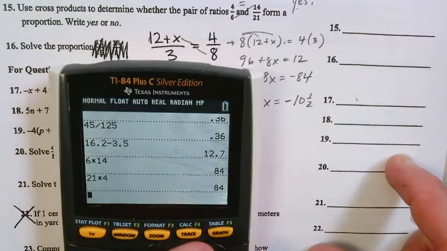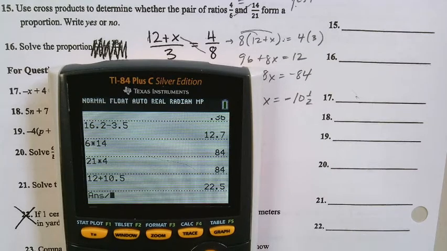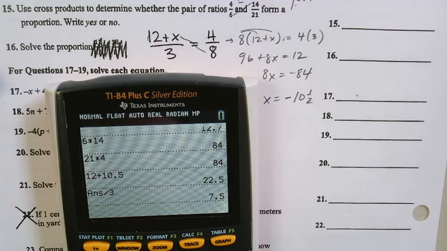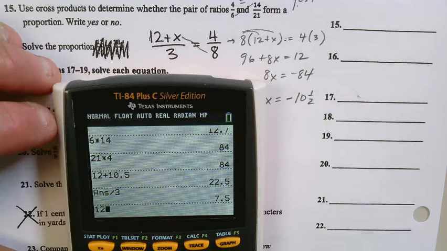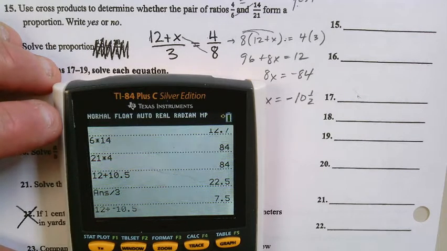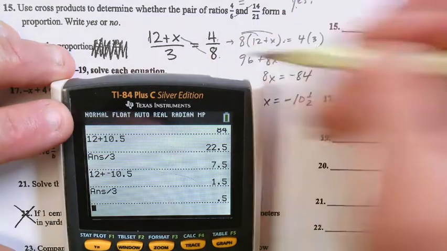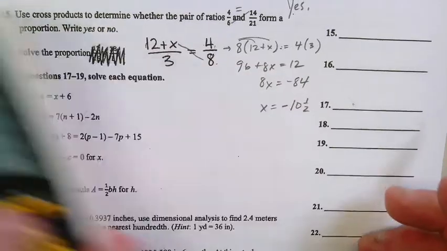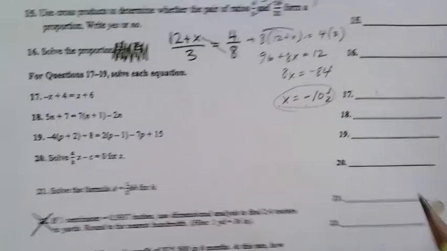Okay. Now, if I'm not sure, I can check. So if I were to do 12 plus 10.5, divide that by 3, okay, is 7.5. Let's see here. What did I, oh, you know what? I did that wrong. It should be 12 plus negative 10.5, and divide that by 3.5, 1/2. What is 4 divided by 8? It's also 1/2, okay? So I'm working through these really quickly, but I hope you understand what I did. I checked it by plugging it back in there, okay?